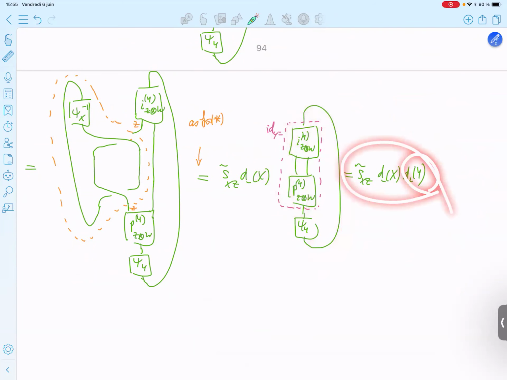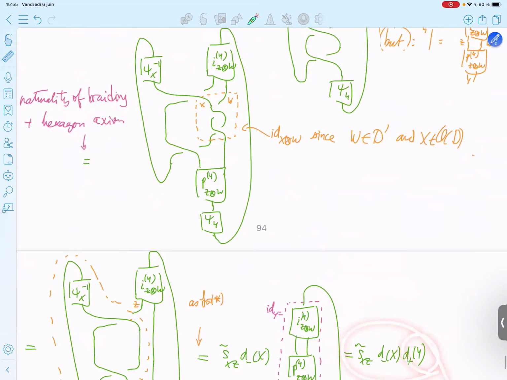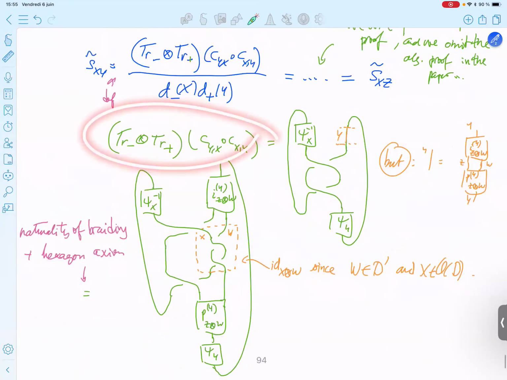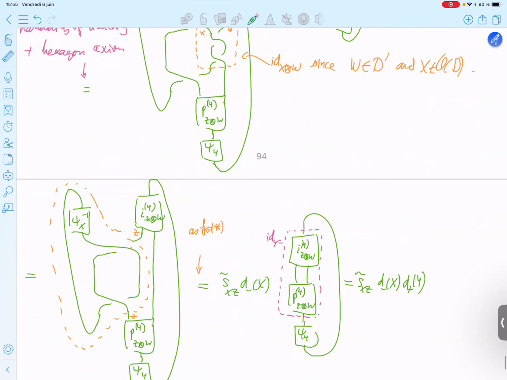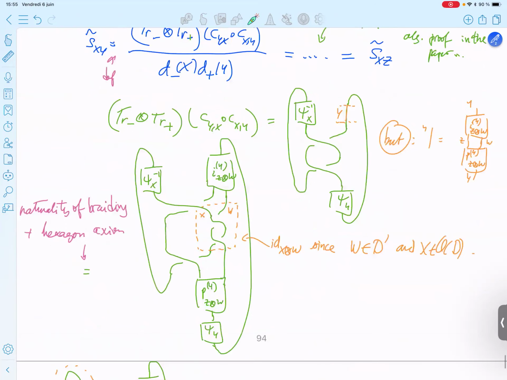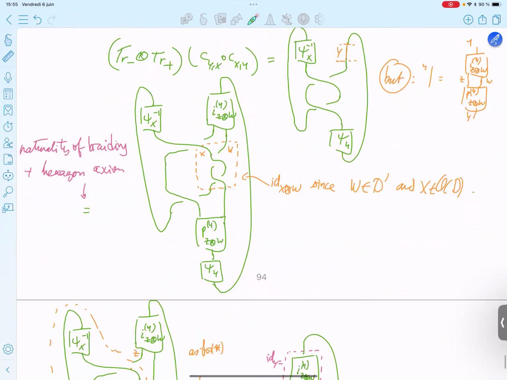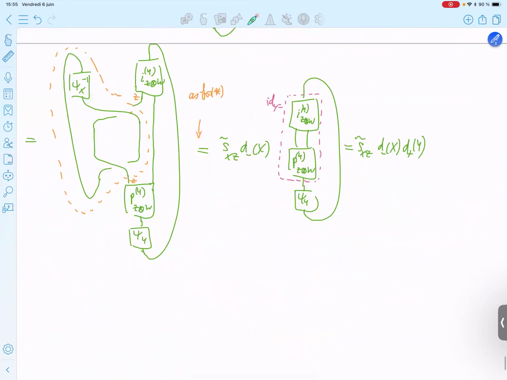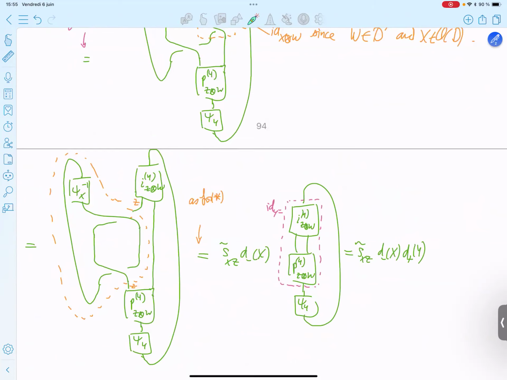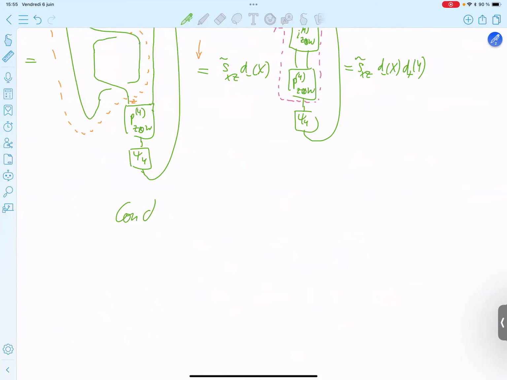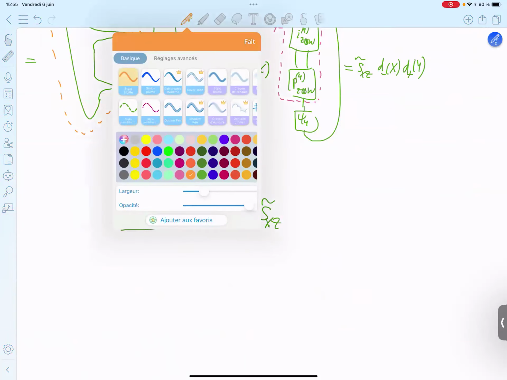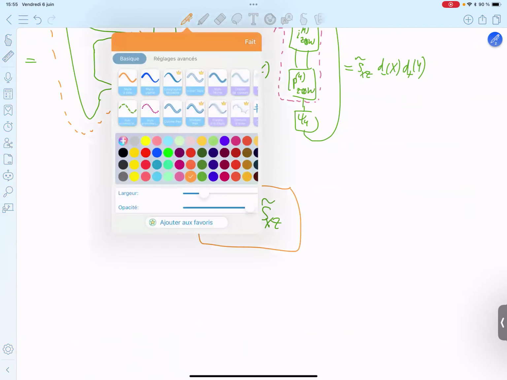So we started from that, you get that. If you divide, you put this here, you divide, you get that. You get S tilde xy equal S tilde xz, which is exactly what we wanted to show. So we are done. Conclusion: S xy tilde equal S xz tilde, which is exactly what we wanted to prove.